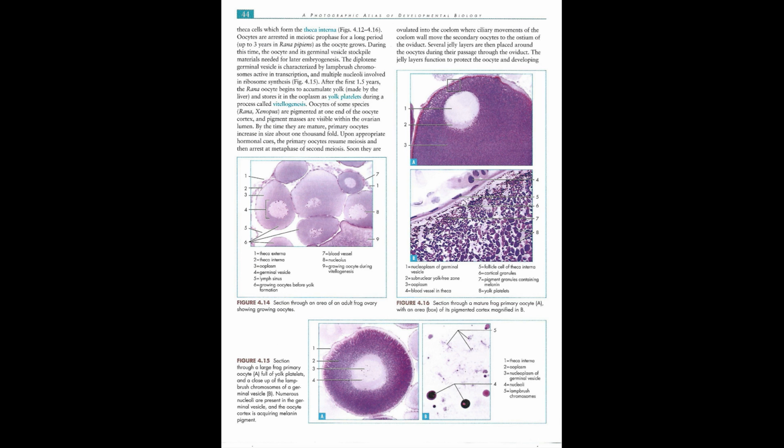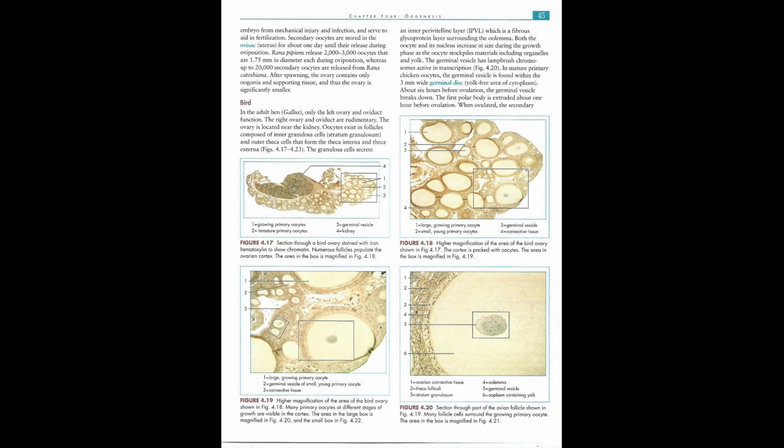The jelly layers function to protect the oocyte and developing embryo from mechanical injury and infection, and serve to aid in fertilization. Secondary oocytes are stored in the ovisac, uterus, for about 1 day until their release during oviposition. Rana pipiens release 2,000 to 3,000 oocytes that are 1.75 mm in diameter each during oviposition, whereas up to 20,000 secondary oocytes are released from Rana catesbeiana. After spawning, the ovary contains only oogonia and supporting tissue, and thus the ovary is significantly smaller.